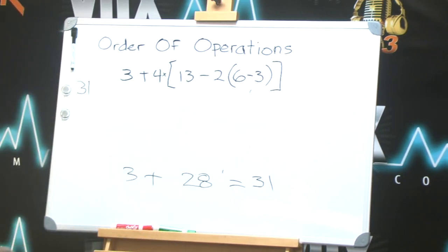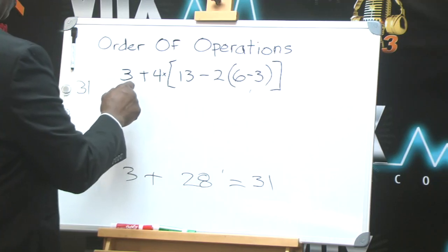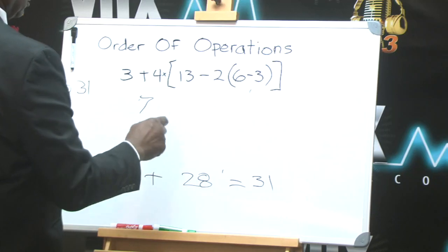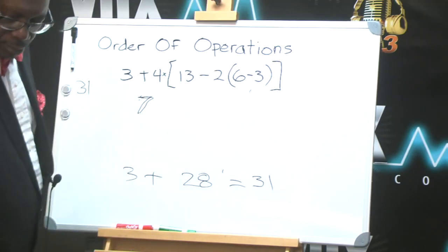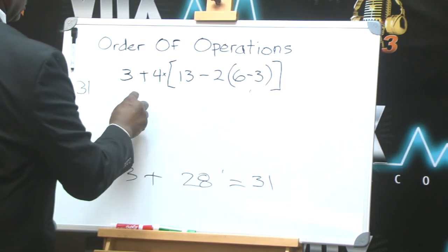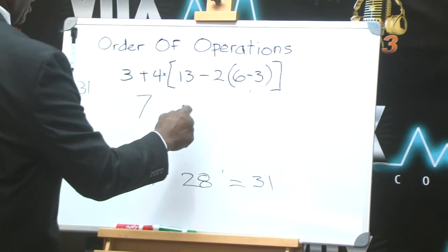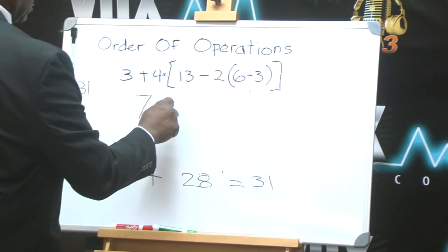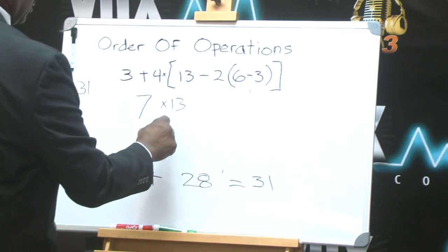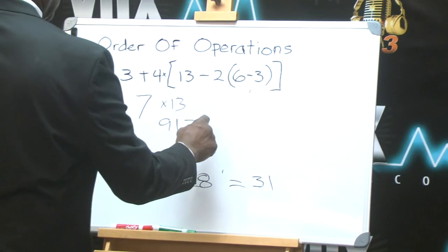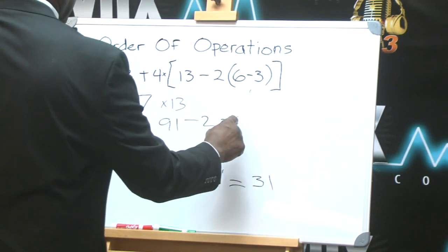Okay, now what if we did something a little bit differently? We just started at the beginning. And we went 3 plus 4, and got 7. And then the next thing in line was 7 times 13, and that's 91. Minus 2 would be 89.